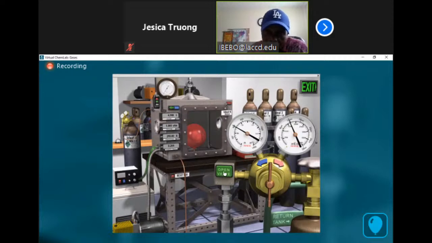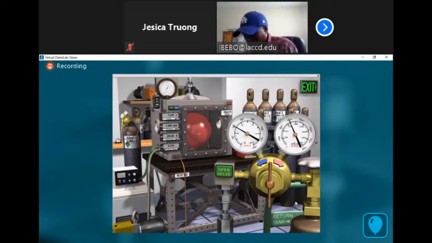And we open the valve and let it, we don't want it to explode. So now we have enough of the balloon that we need.